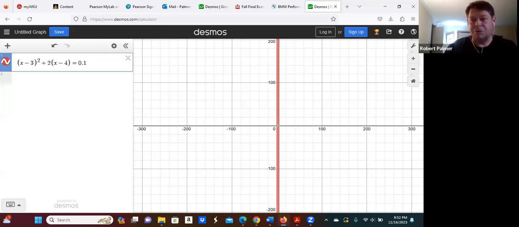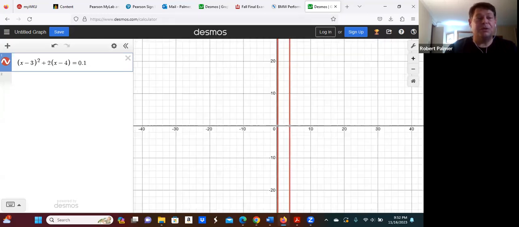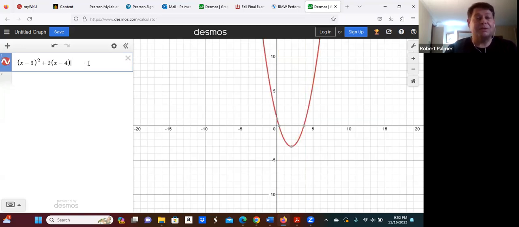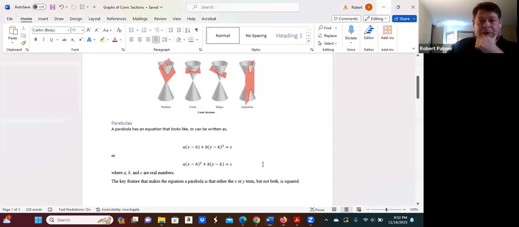Trying to come up with something that closes. Basically, that still comes up with a parabola because one term is squared and the other one is not. This just ends up being a really long, skinny parabola. Okay, so that's what a parabola is in the case where one is squared and one is not. Let's go back to our conic sections. That's a parabola, so one is squared and one is not.